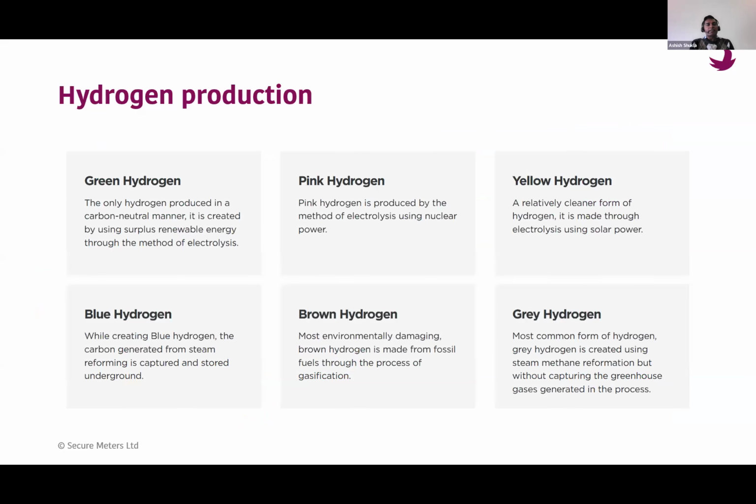I also came across a very interesting thing. It's not only green, there's pink, yellow, blue, brown, and gray hydrogen. As I told you, to break water down into hydrogen and oxygen, this process is called electrolysis, and you need to provide electricity for it to happen. If you're providing green, renewable energy, then it's called green hydrogen. If you're using nuclear power, it's called pink hydrogen. If you're using pure solar energy for this electrolysis process, that is called yellow hydrogen.